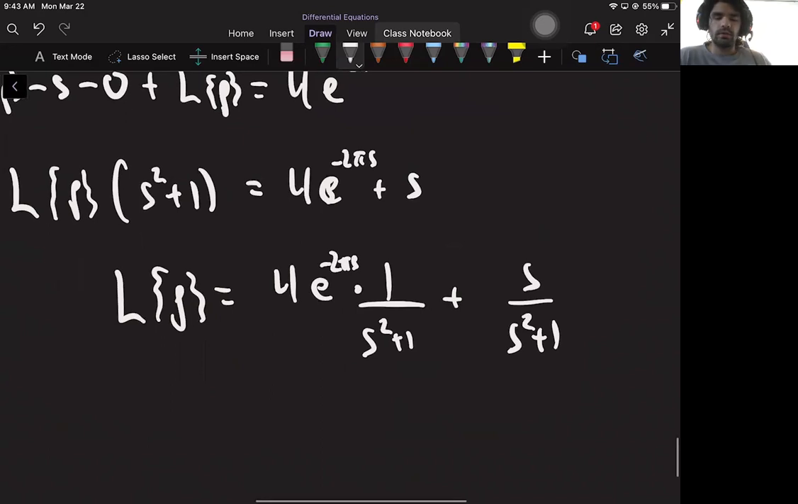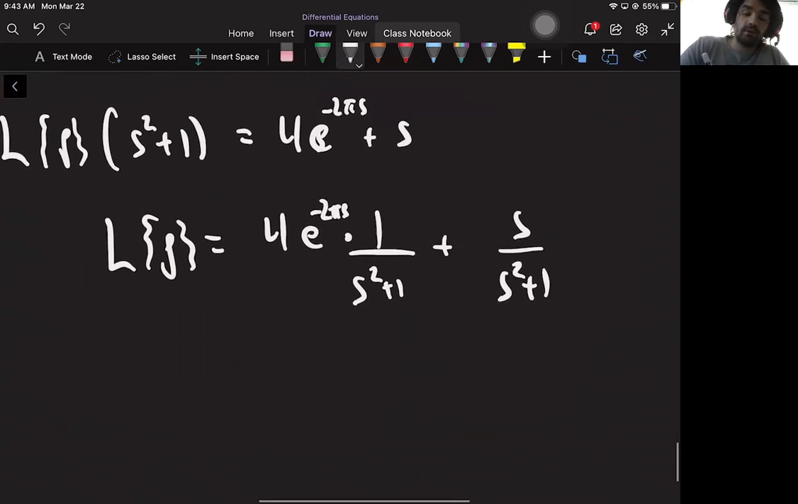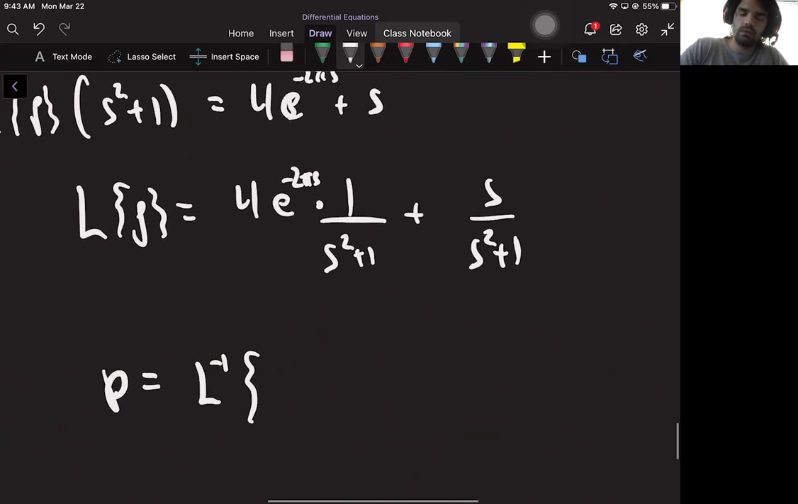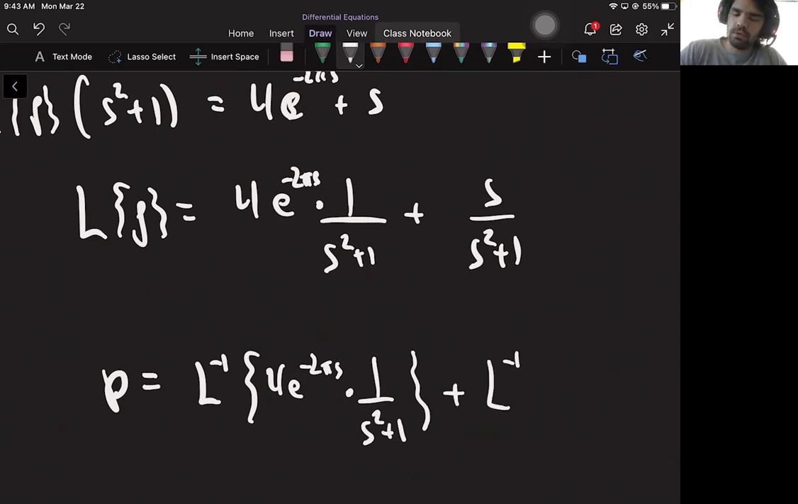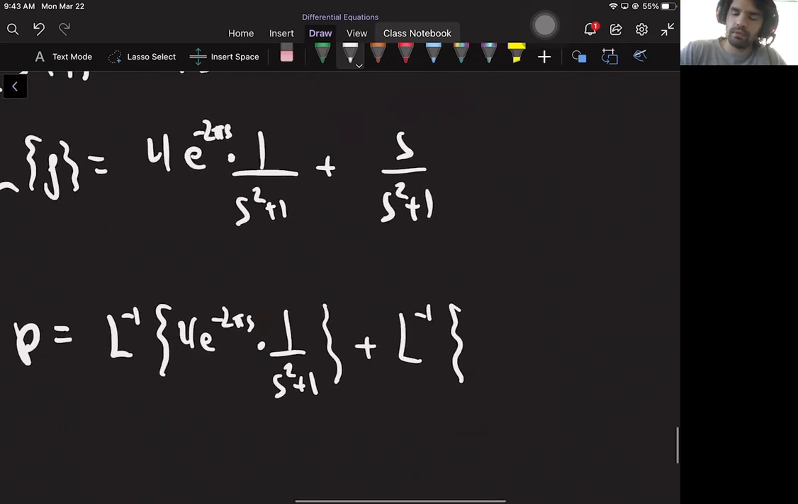Okay, so now we do the inverse Laplace transform to figure out P, what we're really looking for, the position of the mass. And then we use our table to figure these out. Sometimes we have to rewrite them, that's okay.